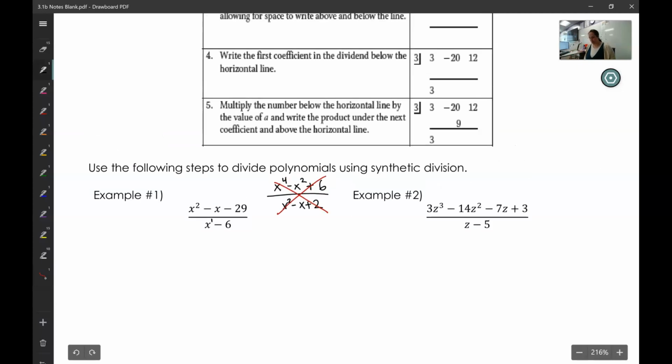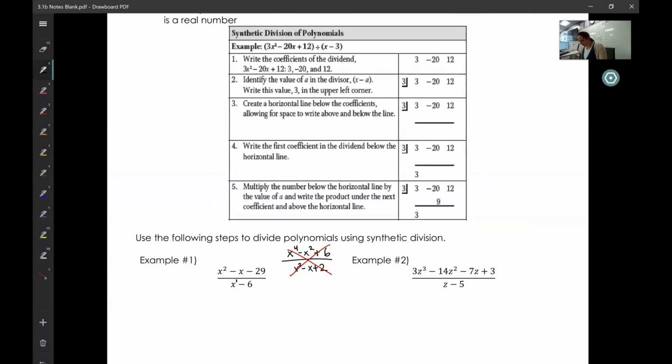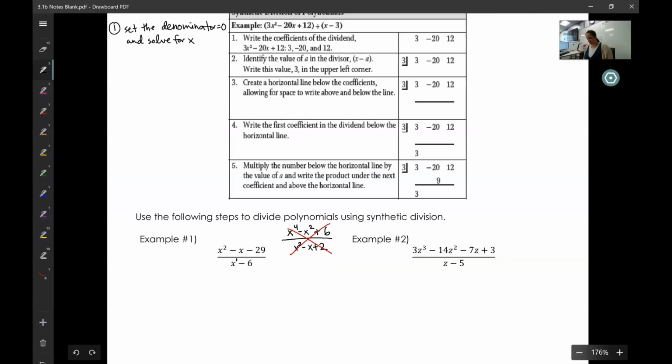So let's go through and talk about the steps for synthetic division. Now, first step. Set the denominator equal to 0 and solve it. That is our first step. So down here we're going to take the denominator, set it equal to 0, and solve it. So add 6 to both sides to get x by itself.